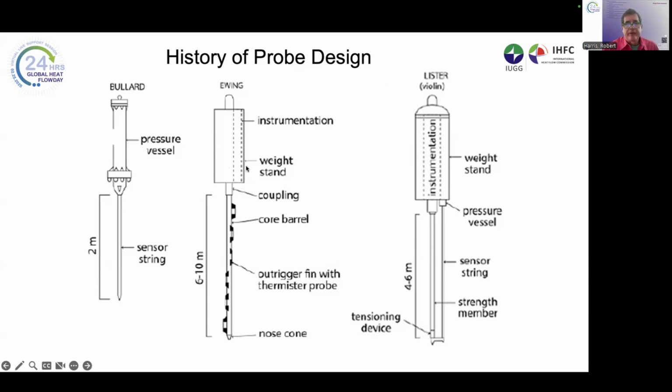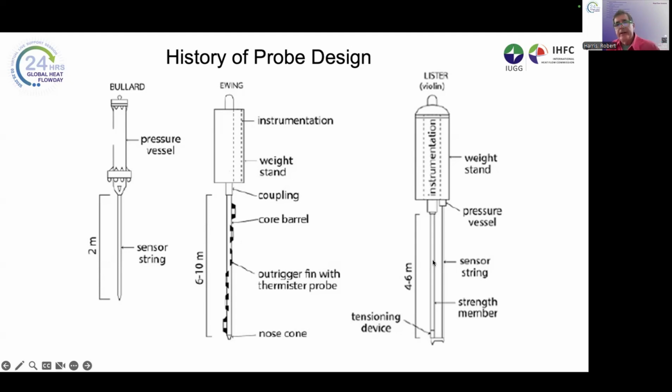The next modification was a so-called Ewing probe. It had a bigger strength member to keep things straight, and then outrigger probes were placed on them, and they were offset from the strength member to decrease the frictional heat of penetration, decrease the time that one had to wait to derive an equilibrium temperature. But still, no in situ thermal conductivity could be made. So this was the next step in the evolution.